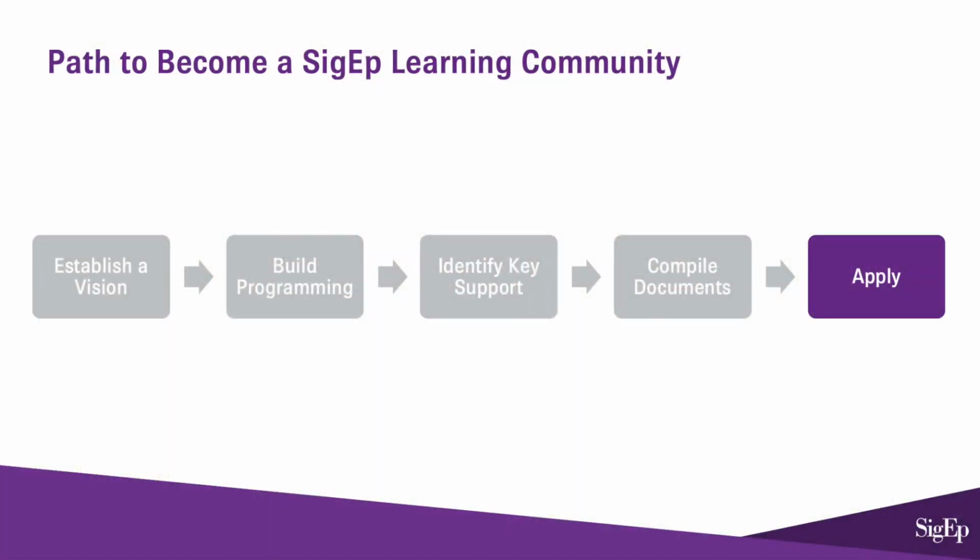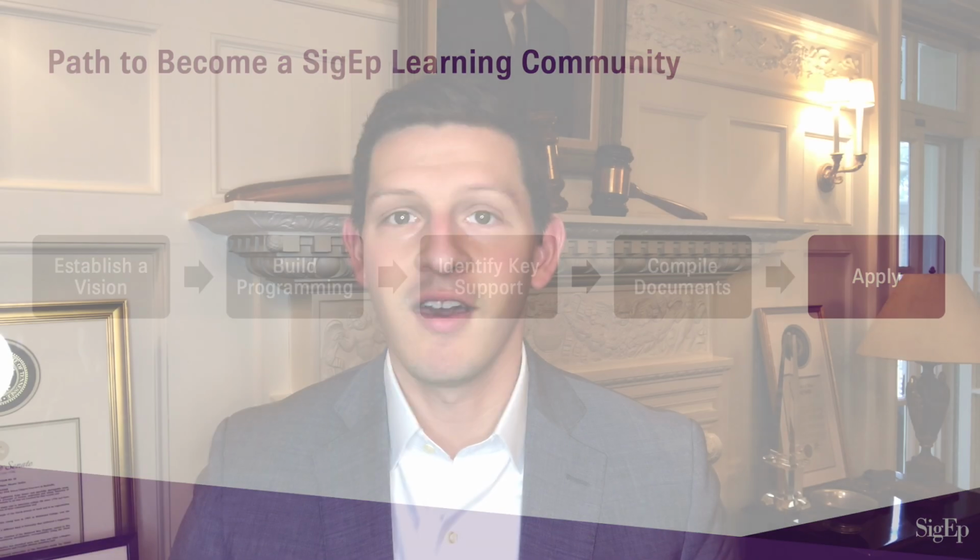After these 2 are complete, set an action plan for applying to become a SigEp learning community. Applying is the simple act of providing a written and documented overview of everything the chapter is doing to operate as a SigEp Learning Community. Some guiding philosophies for the application process are: apply early and often, and 4 eyes are better than 2.